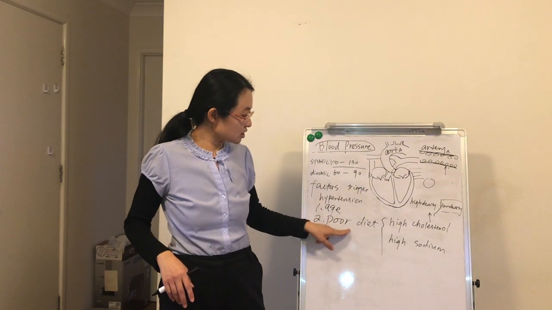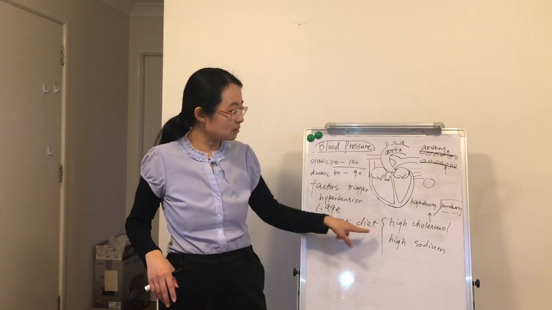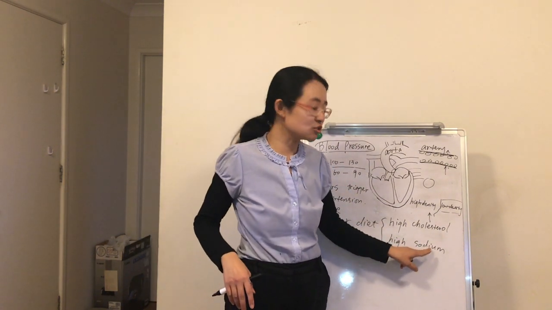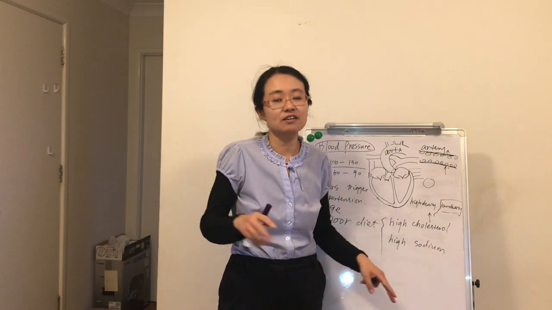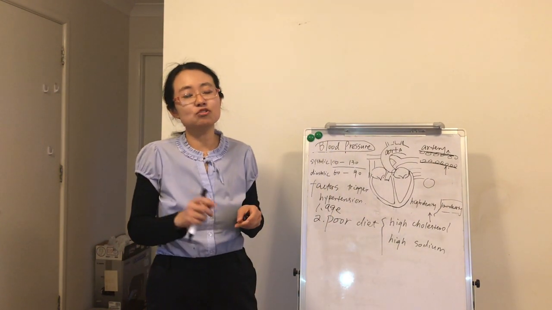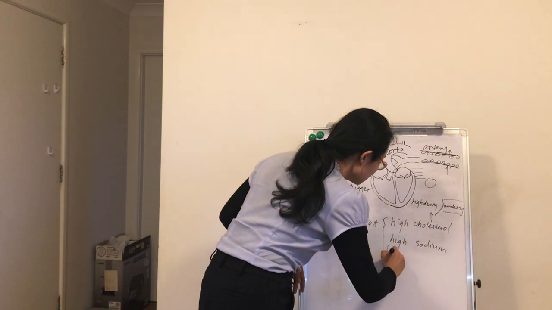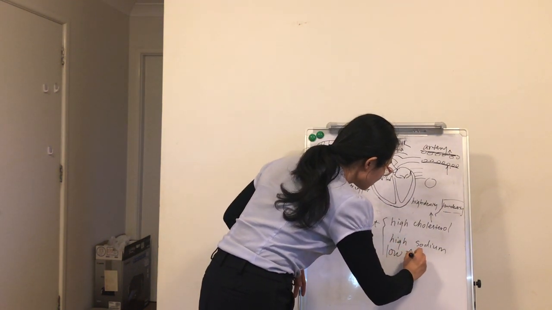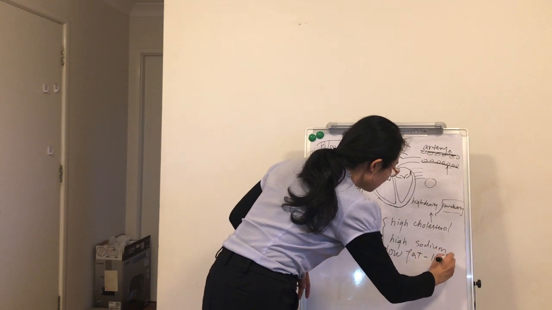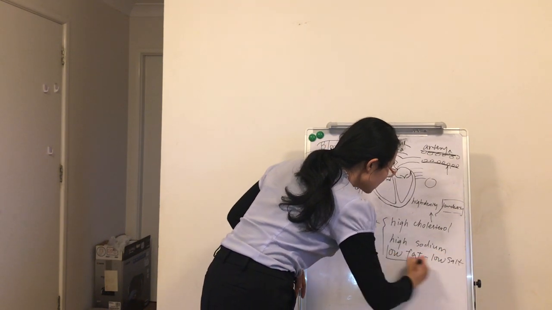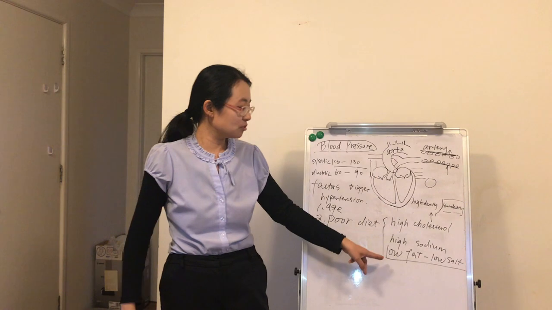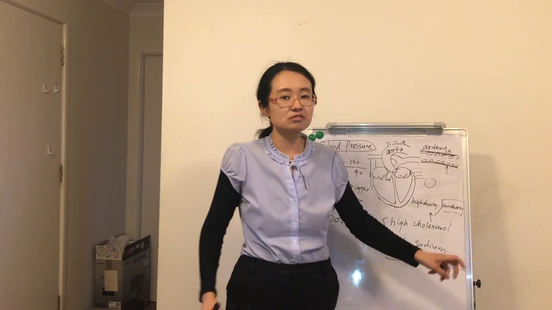So to control your blood pressure, a very important thing is to restrict your sodium intake in your diet. Please don't eat too much salt if your blood pressure is high. So low fat, low salt. If you want to keep healthy blood pressure, make sure you have low fat and low salt food.